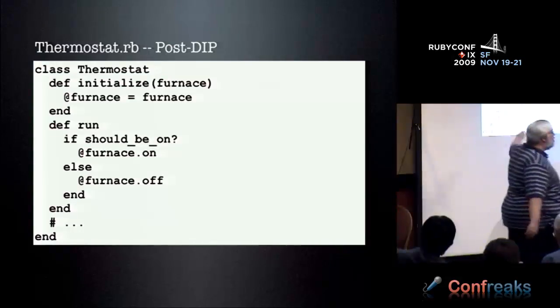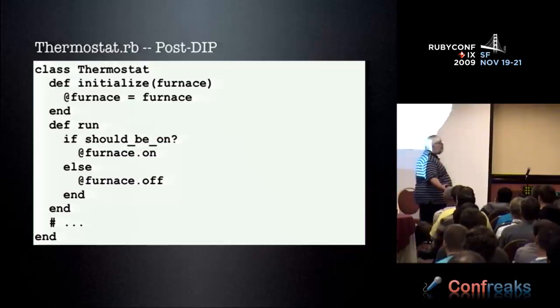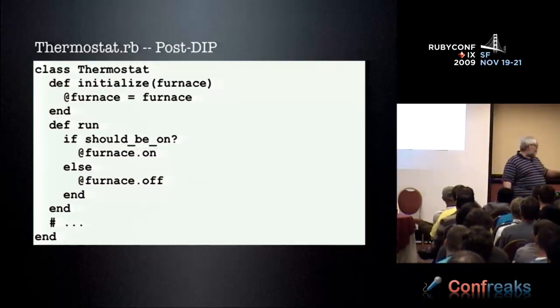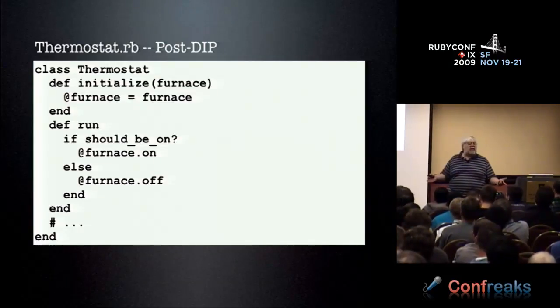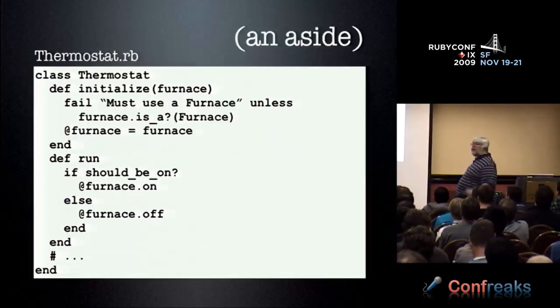There's no explicit reference to furnace in this to begin with, so the whole dependency inversion thing falls off automatically. So we begin to wonder, does that mean that dependency inversion is not important in Ruby, that we can just ignore it? Well, you think about that, I've got a rant to do.